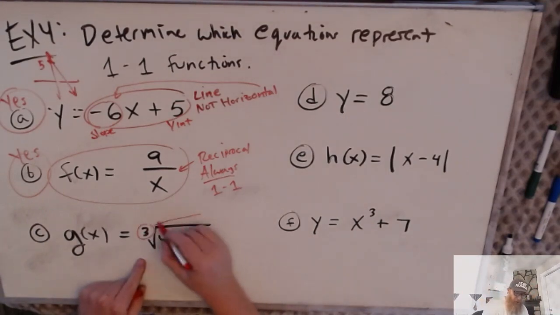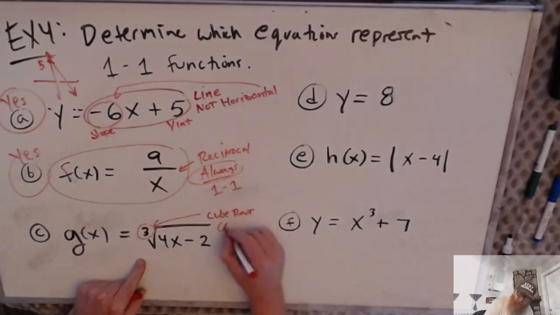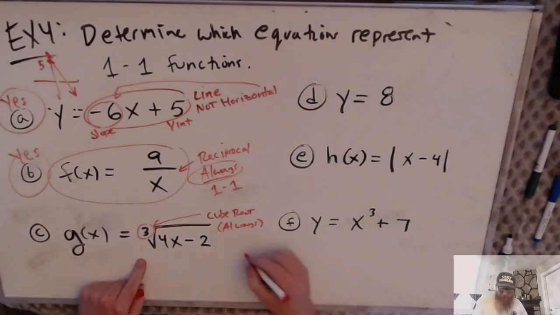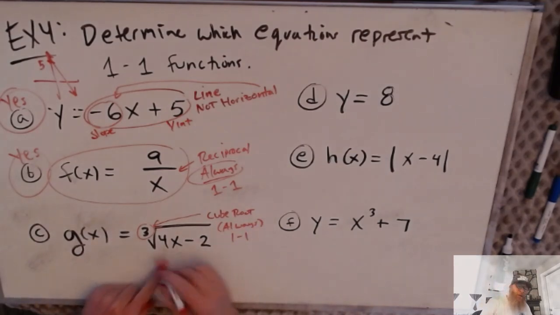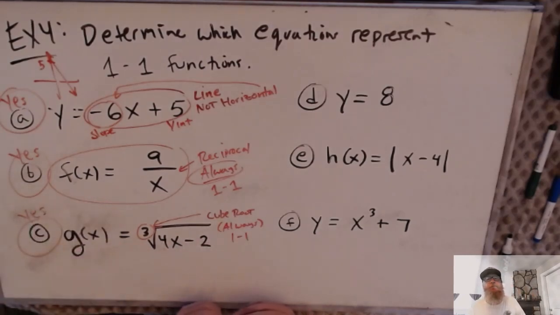This is a cube root. Okay, memorize which ones are always. It's like getting a free answer on the next test. So that's always 1 to 1. Cube roots are always 1 to 1. So this one's also yes. This is a 1 to 1 function.